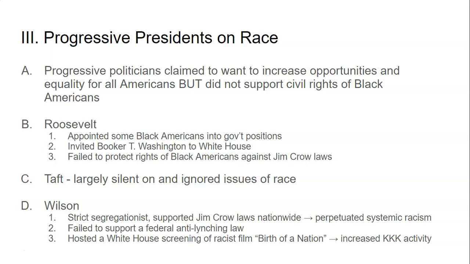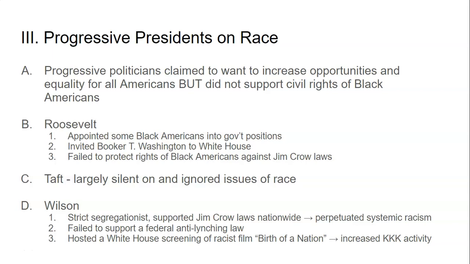And so I kind of gave you just a quick rundown of each president's racial views. So with Roosevelt, he did appoint some Black Americans into government positions. He invited Booker T. Washington, who was a famous civil rights leader at this time, to the White House. However, when it came to the strengthening of what was going on in the South with Jim Crow laws, when it came to lynchings, when it came to racial violence and discrimination nationwide, he really did nothing to try to protect the rights of Black Americans with any type of legislation.